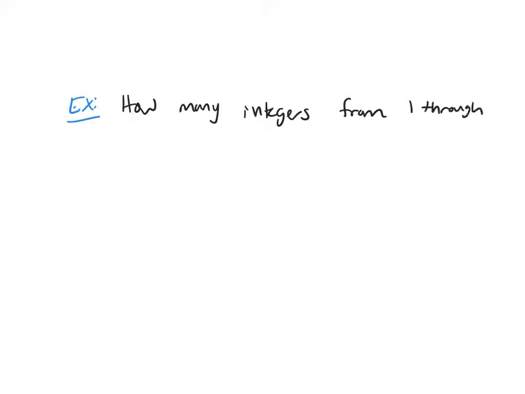So now let's look at an example involving the inclusion-exclusion rule. So I want to know how many integers from 1 through 1,000 are multiples of 3 or multiples of 5.